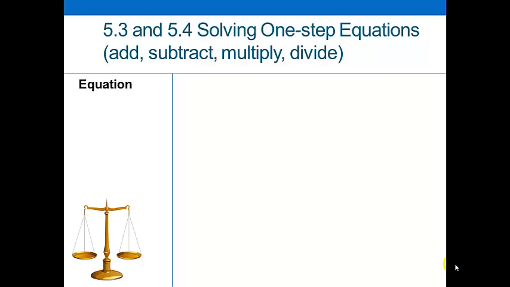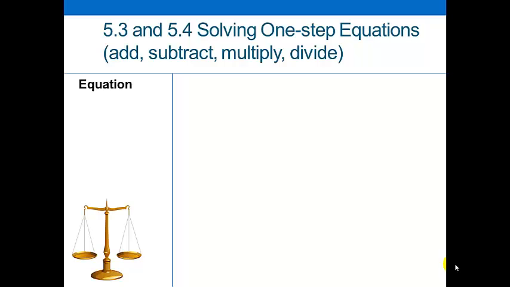Okay, so 5.3 and 5.4 are definitely things that you've seen before in sixth grade. So we kind of combined it a little bit, and I think you're going to do just fine. What we've dealt with so far in this chapter is what we call expressions, those algebraic expressions, and that has a variable, an operation, and a number. What we're moving on to now is what we call equations.